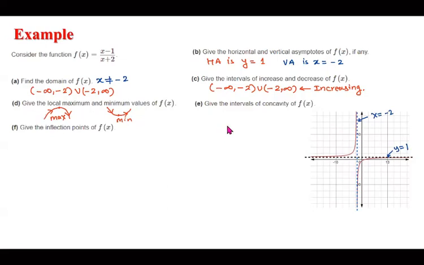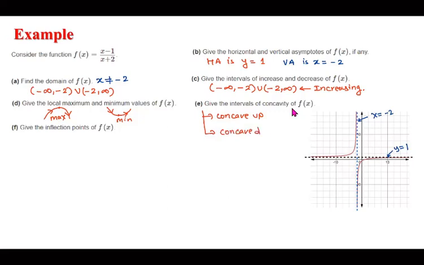Now, let's look at the next part, part E. So in part E, we are asked to give the interval of concavity. When we say interval of concavity, meaning of that is where it is concave up and where it is concave down. So for concave up, we have to write the interval for that. And we also have to write the interval where it is concave down.